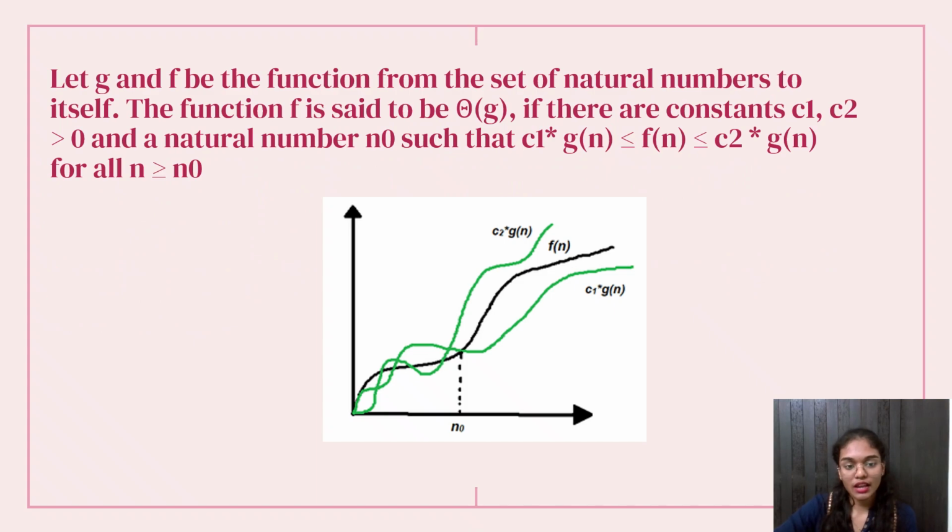Let g and f be functions from the set of natural numbers to itself. The function f is said to be theta of g if there are constants c1 and c2 greater than 0 and a natural number n naught such that c1 times g of n is less than or equal to f of n, and less than or equal to c2 times g of n for all n greater than or equal to n naught.